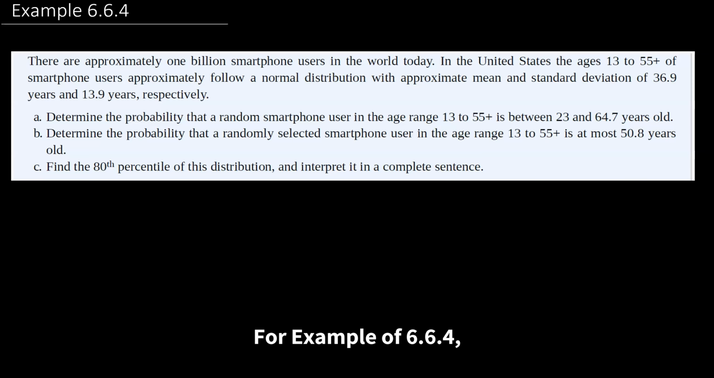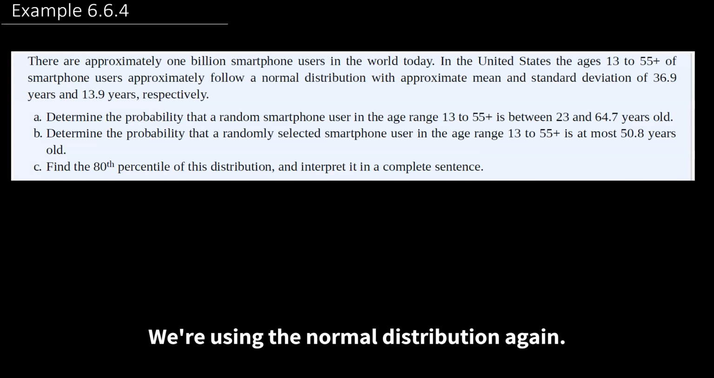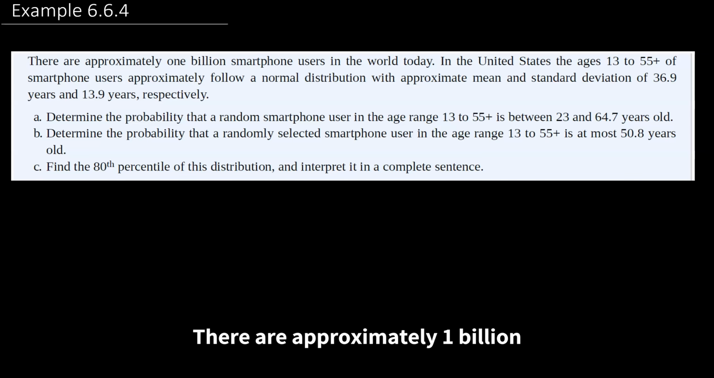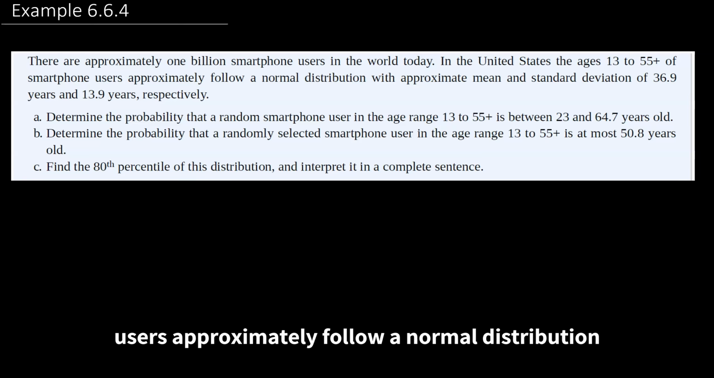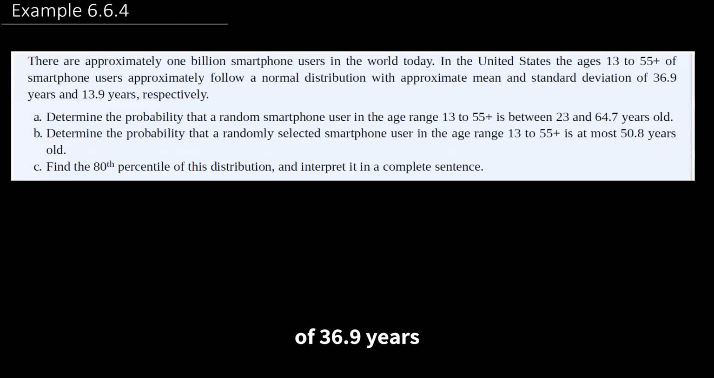For example 6.6.4, we're using the normal distribution again. There are approximately 1 billion smartphone users in the world today. In the United States, the ages 13 to 55 and over of smartphone users approximately follow a normal distribution with approximate mean and standard deviation of 36.9 years and 13.9 years, respectively.